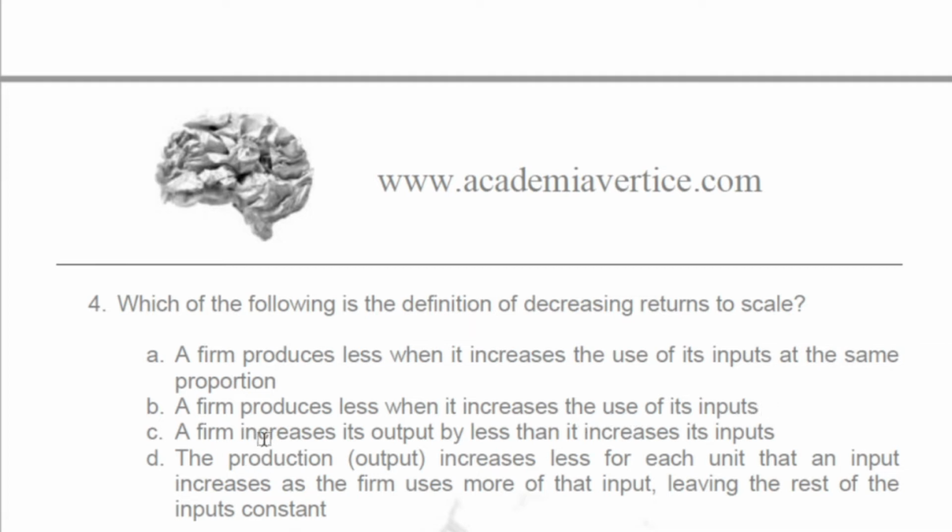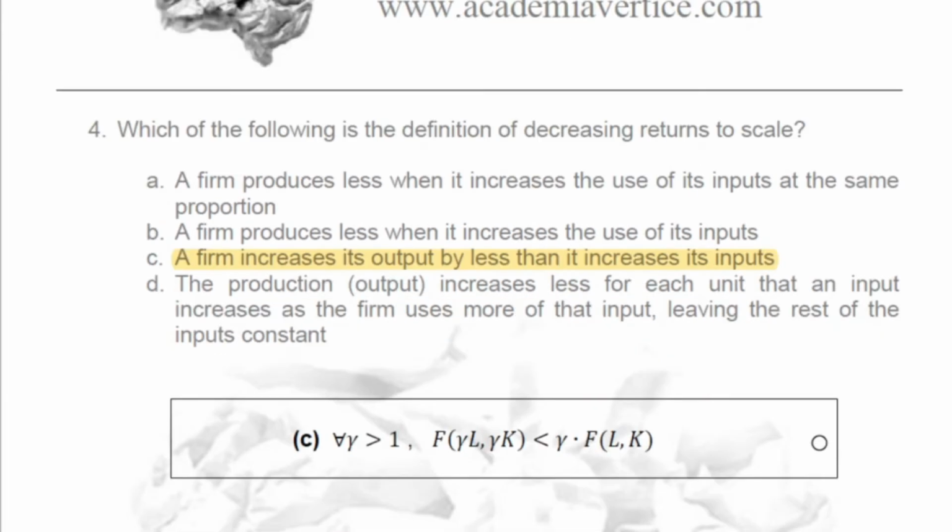No. A firm increases its output, its production, by less than it increases its inputs. Yes, this is the definition of decreasing returns to scale. The firm may produce more, but this increase in the output is not as high as the increase in its inputs. The inputs may increase by 50% each, but maybe the production increases only by 30%. That's what we have to look at when we are thinking about the returns to scale. A very, very important definition.